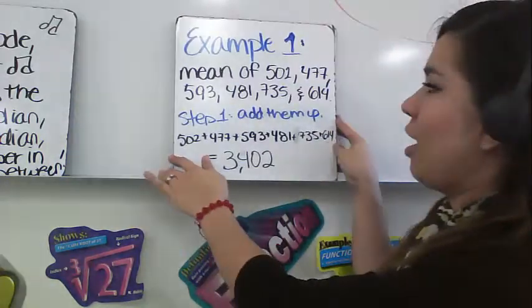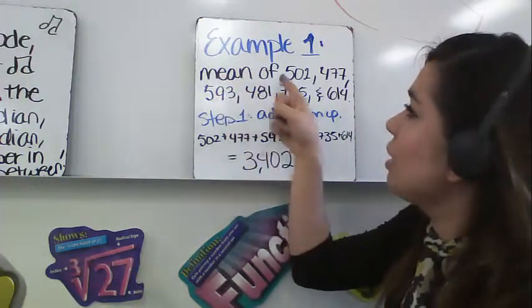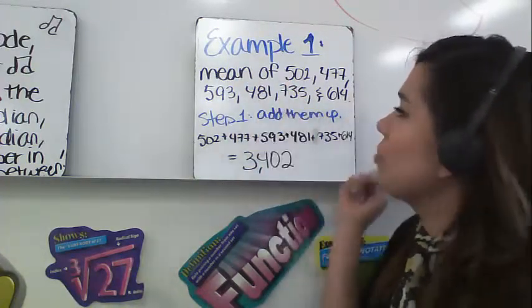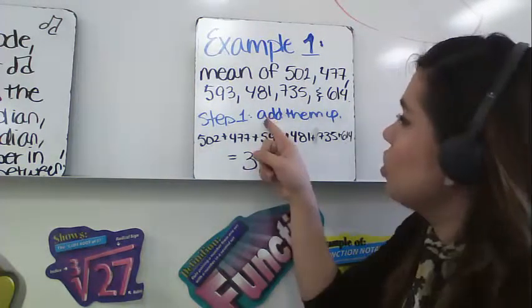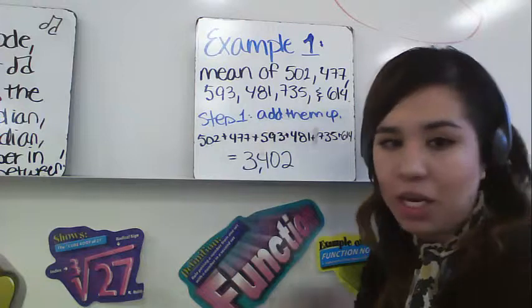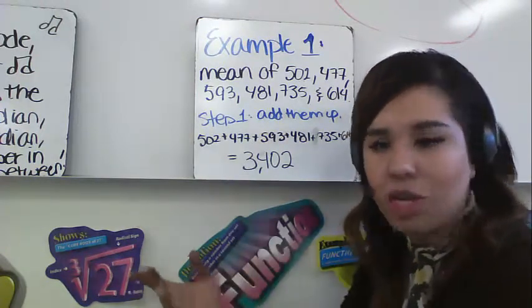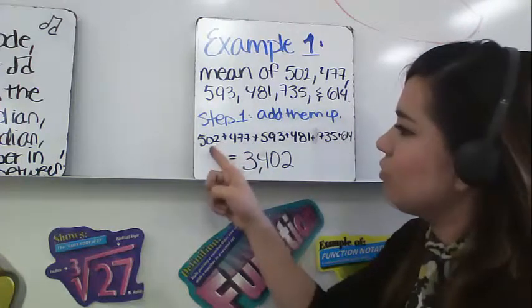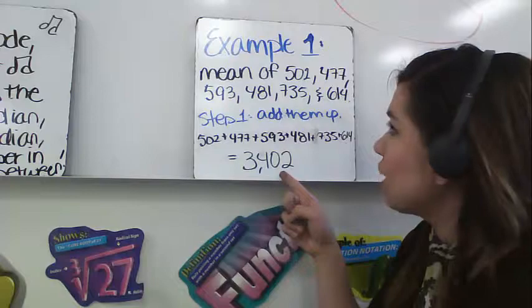Okay, let's look at how we do the math for this. So this is our first example. They want us to find the mean, and they gave us all these numbers. My first step in trying to find the mean is I'm going to add them all up. So any number that they give me, if they want me to find the mean, or in other words, the average, I'm going to add them all up. So that's my first step. I went ahead and did it for you. I got 3,402.